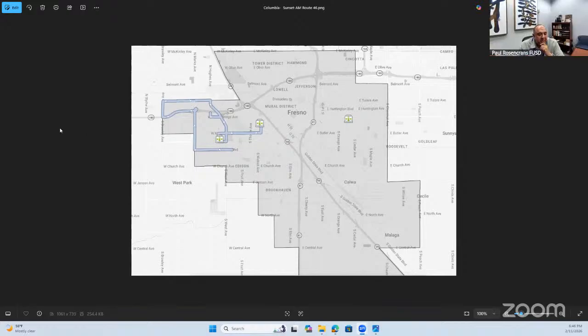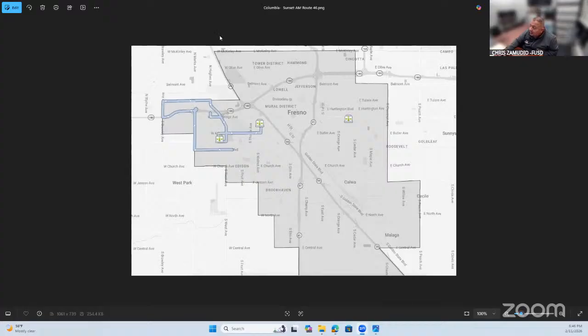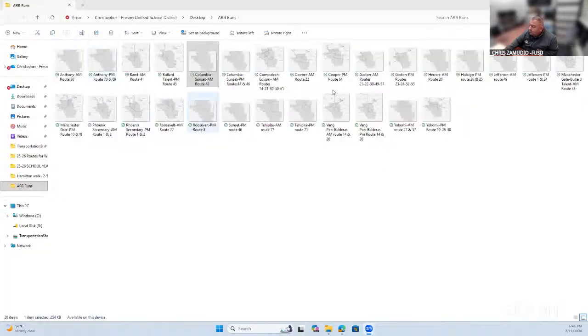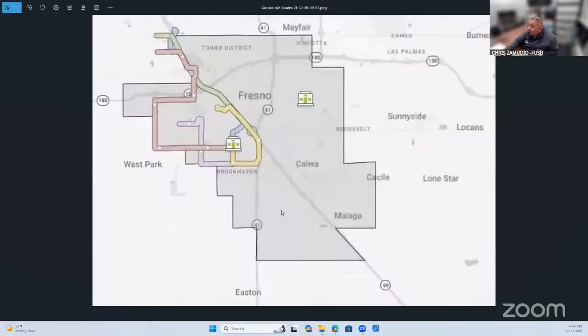Thank you. Absolutely. Can you guys see my screen right now? We can, Chris. Yes. Okay, so this is one of our maps, and this is actually one of our runs that are associated with Columbia and Sunset. They ride the bus together. This is one of our current runs that we're looking into prioritizing on our EV routes. I'm going to walk you through a couple more that we're looking at prioritizing and going from there. One of our school sites in that area is going to be Gaston Middle School.